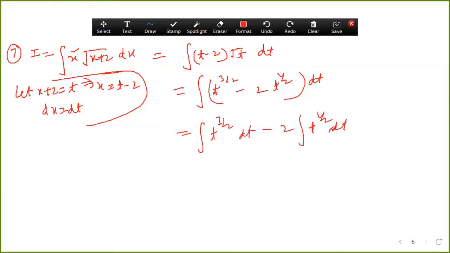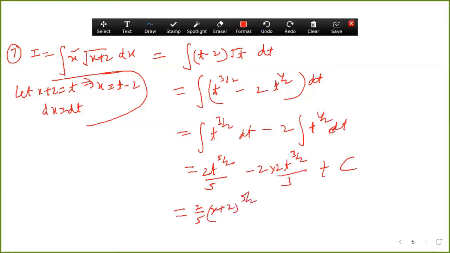What will you get? t to the power 3/2 plus 1, that is 5/2, divided by 5/2, so 2 goes here. Minus 2 into t to the power 1/2 plus 1, that is 3/2, divided by 3/2, and this becomes 2 by 3, plus constant. Put the value of t here now. This becomes 2/5 (x+2) to the power 5/2 minus 4/3 (x+2) to the power 3/2 plus constant. This is the answer.